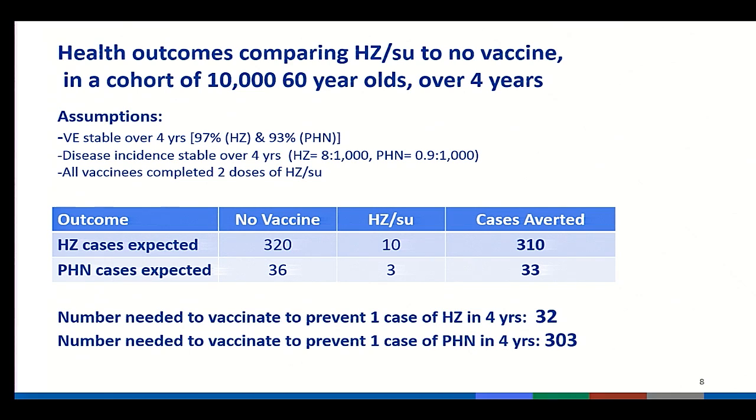After 4 years under these parameters, we would expect approximately 320 cases of herpes zoster and 36 cases of post-herpetic neuralgia. If vaccinated with the subunit vaccine, cases expected would drop to 10 for herpes zoster and 3 for post-herpetic neuralgia, thus preventing 310 cases of herpes zoster and 33 cases of post-herpetic neuralgia over 4 years. Under these simplistic parameters, the number needed to vaccinate to prevent 1 case of herpes zoster in 4 years is 32, and the number needed to vaccinate to prevent 1 case of post-herpetic neuralgia is 303.